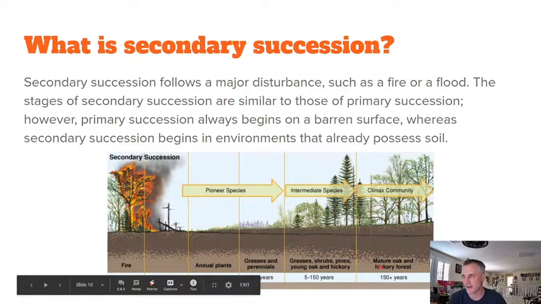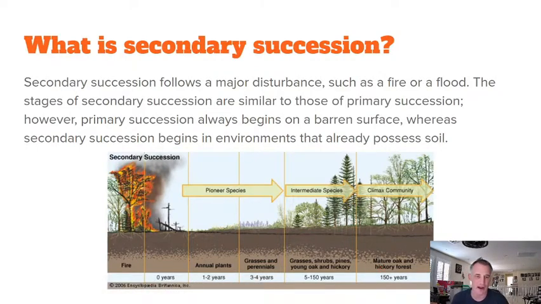Secondary succession, on the other hand, happens at a much quicker rate because the soil is already there. So secondary succession follows a major disturbance like a fire or a flood, and the stages of secondary succession are similar to those of primary succession, but they kind of move along faster because we already have a buildup of soil in the environment.